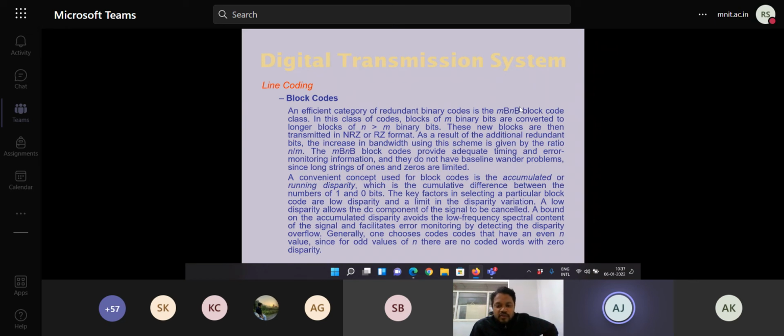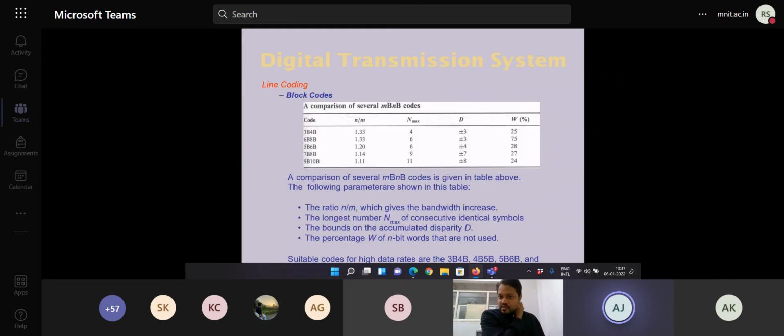There are different types of codes, and the different types of codes give different error correcting capabilities. So this is a comparison of different types of codes. This ratio n by m indicates how much bandwidth increases because of the introduction of this coding.